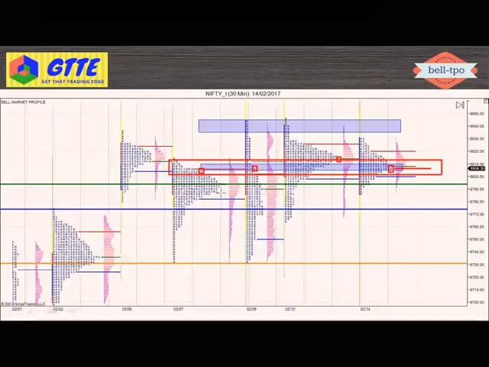So the closes are getting clustered in this particular range, and that means again that there is some unfinished business still there. Unless and until we close away from this particular level, we won't be able to put the inventory which is getting accumulated in this range under pressure, either on the upside or the downside. So that will be a bit difficult. What else do we have?